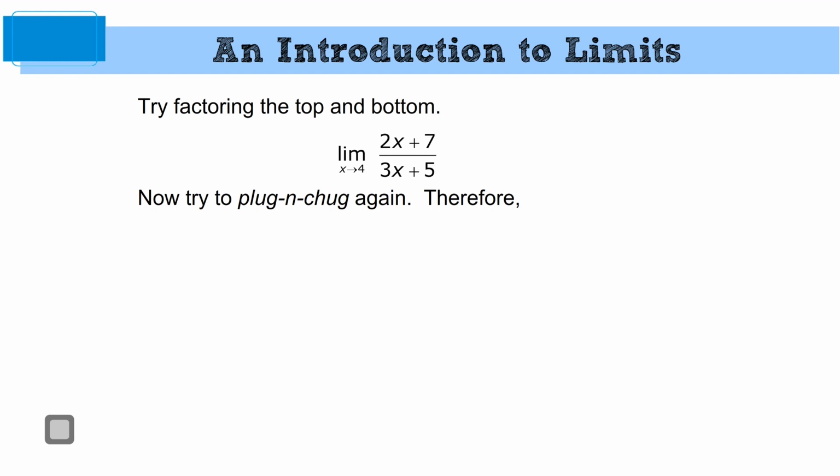If I algebraically simplify it, I'm changing the original rational function into something a little bit simpler. And I can plug and chug again, because now the hole is gone. I'm looking at a different function. When I plug and chug, I get a nice pretty answer of 15/17.